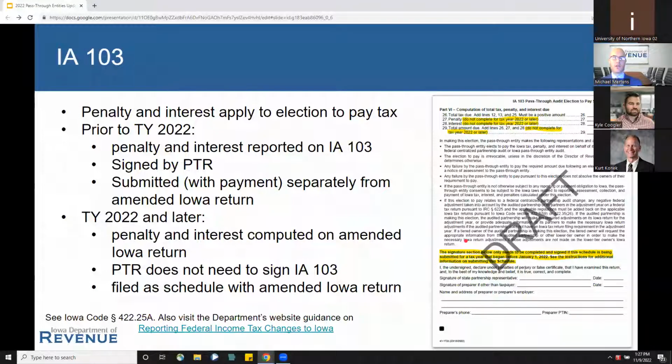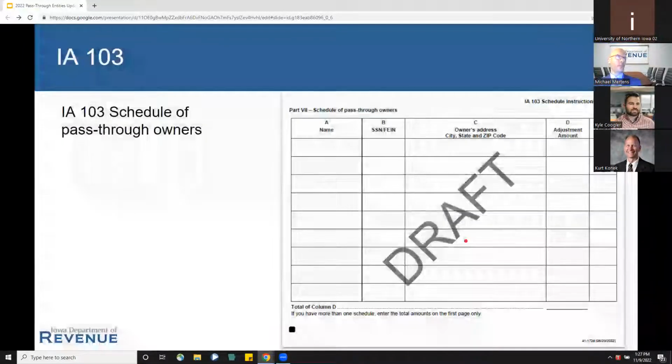For tax years 2022 and later, penalty and interest is calculated directly on the return, not the 103. The pass-through representative does not need to sign the 103. That is because the 103 will be submitted as a schedule with the Iowa amended return. So that is just a process difference depending on tax years before 2022 or 2022 and later if you're making an election to pay. The 103 also needs to include the schedule of all the owners and the adjustment amounts allocated to each one of those owners.